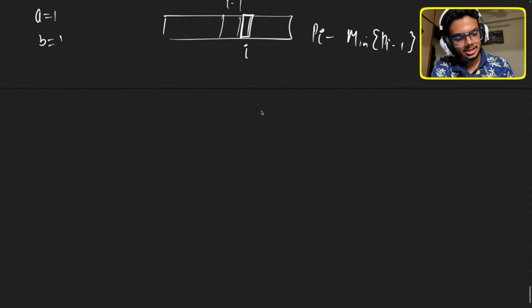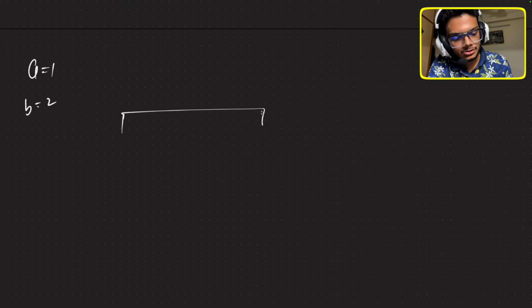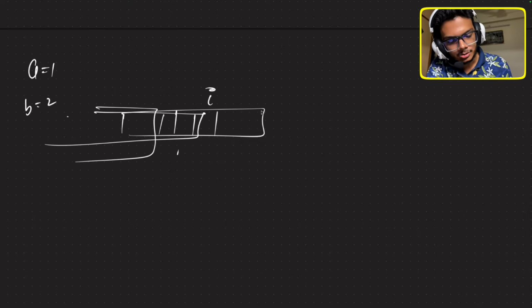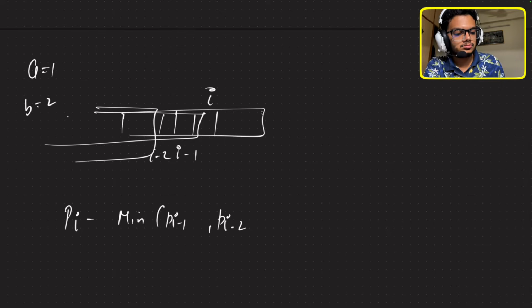Okay, let's take it a step further. Let's say you have A equals to 1 and B equals to 2. That means you are considering all the subarrays of size 1 as well as 2. So in other words, if you are at the ith index, now you can subtract this guy, or you can subtract this guy. In other words, you can either subtract Pi minus 1, or you can subtract Pi minus 2. So now your answer will be what? Pi minus minimum of Pi minus 1, Pi minus 2, right?